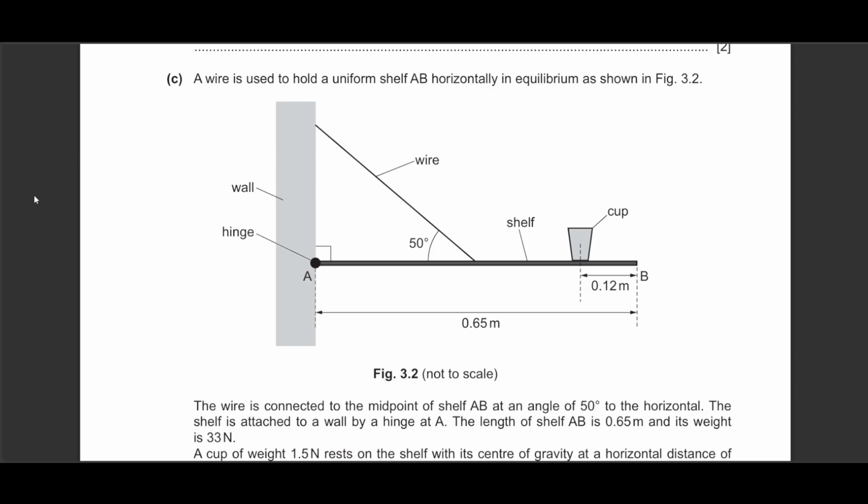Now this question is from Moments. A very simple question, straightforward. He says that it's a horizontal uniform rod in equilibrium, which means that the center of mass will be exactly at the center, somewhere along this line, which will of course be divided by 0.65 divided by 2. And there will be a tension component in the wire.